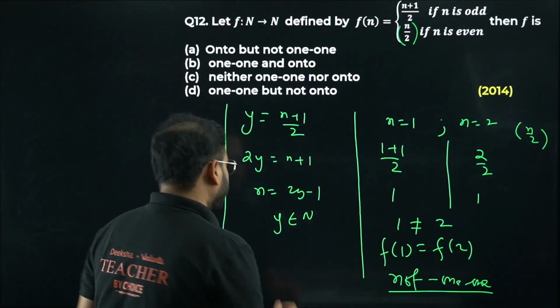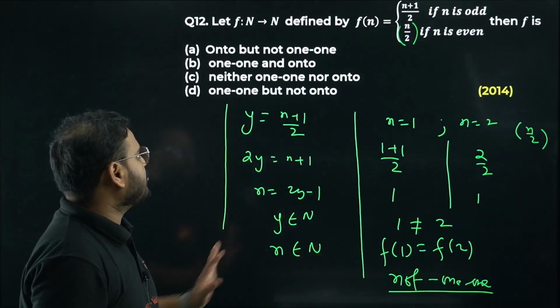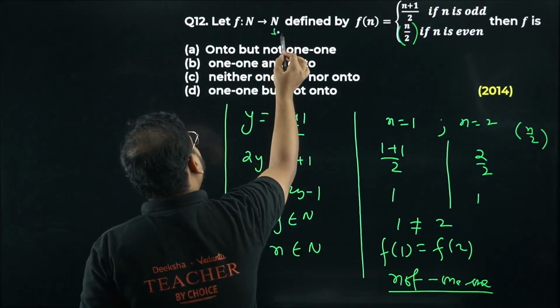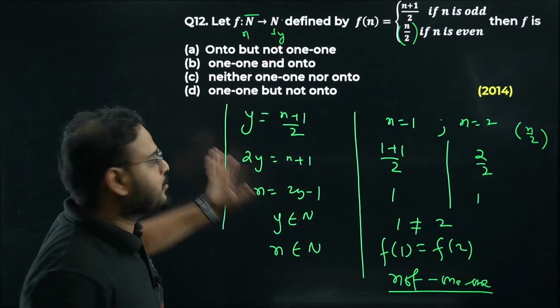That also is a natural number. It means n also is going to be a natural number. That's okay. Y is natural, n is also natural. Please check. Y is over here and n is over here. It means y natural means n also natural. That's all right, sir. Let's look at the second condition.